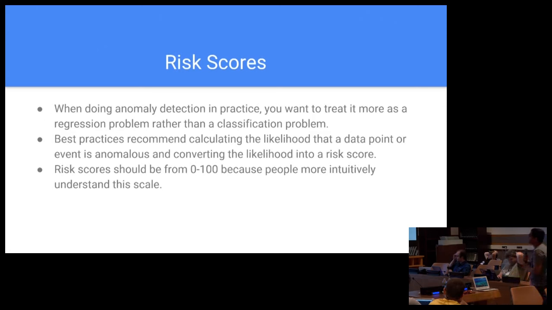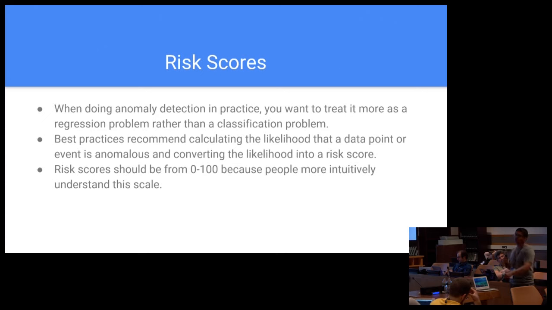So how do we do this in practice? One good thing I've learned while doing this is that if you're designing a system for an end user, you want to provide them with risk scores. You don't want to treat this as a classification problem, if you know machine learning. You want to treat this as a regression problem, because it's very hard to say if something is truly anomalous or not.